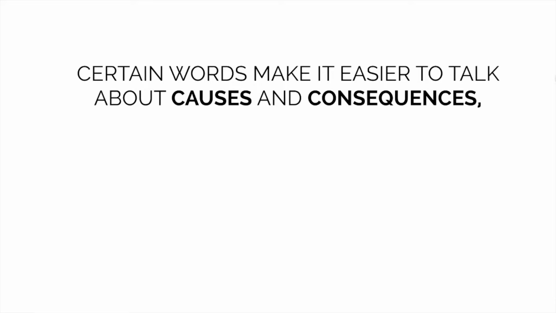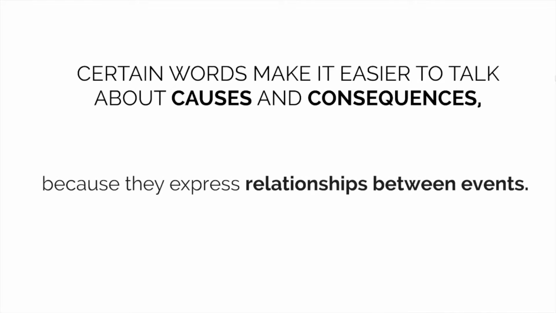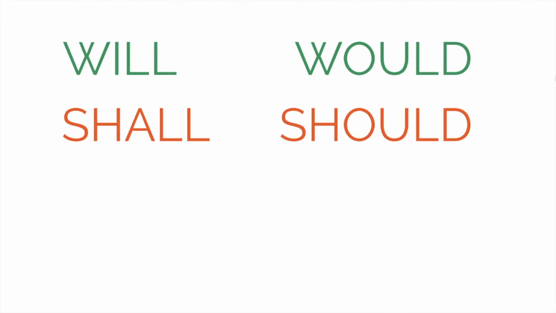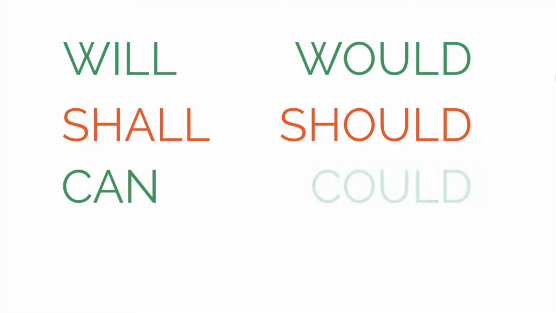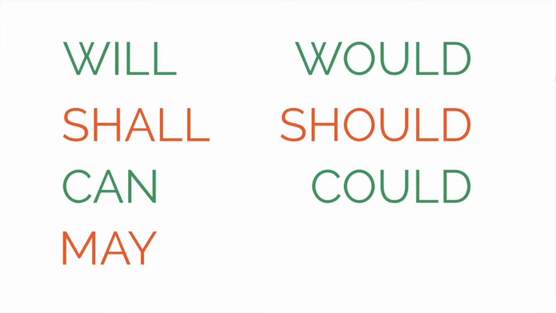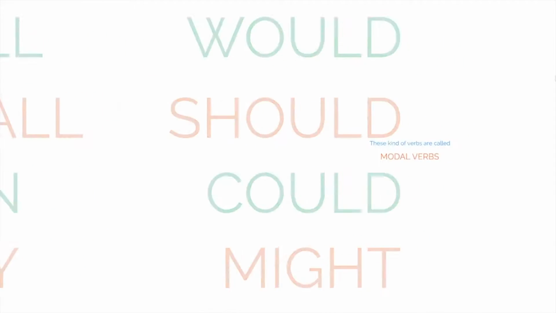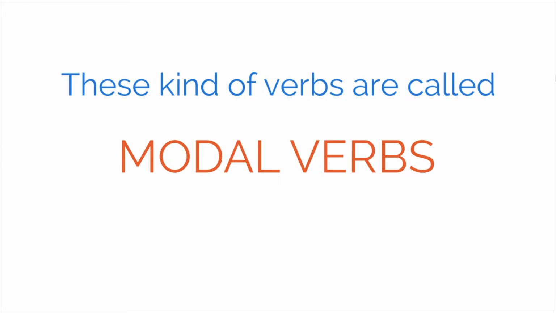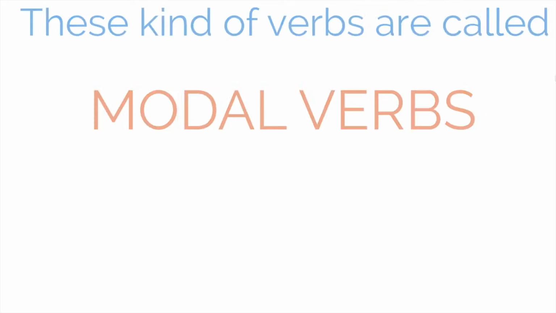Certain words make it easier to talk about causes and consequences because they express relationships between events. Will, would, shall, should, can, could, may, might. These kind of verbs are called modal verbs.